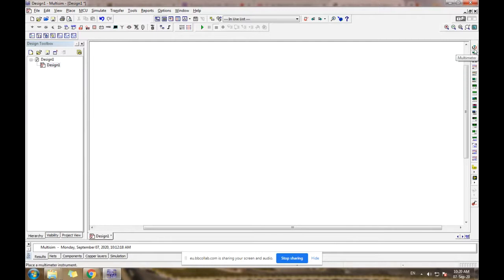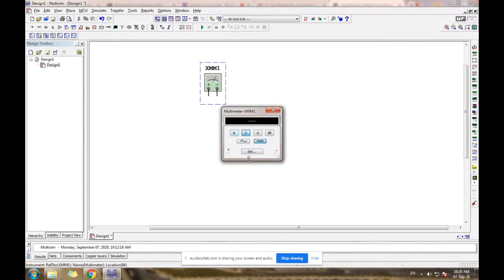If you want to use the multimeter, you can just click it and put it here. If you double click it, you can see that this multimeter is used to measure amperes, that is current, and also voltage in volts. It is also used to measure resistance, and also the gain. We can use all these for AC and DC. This symbol is for AC, this symbol is for DC. You can measure in AC, and also in DC.